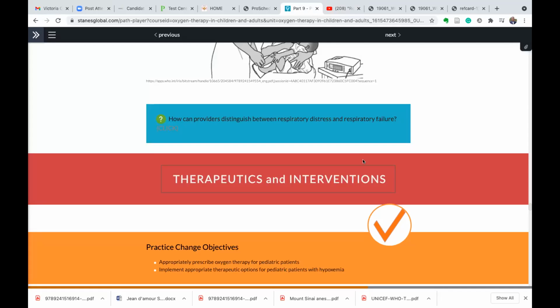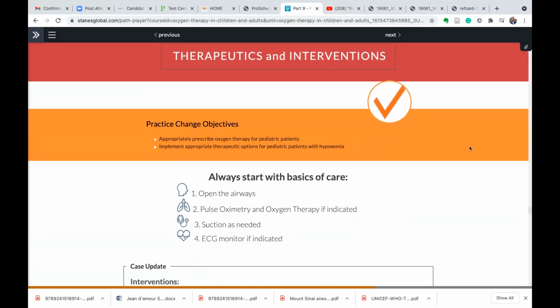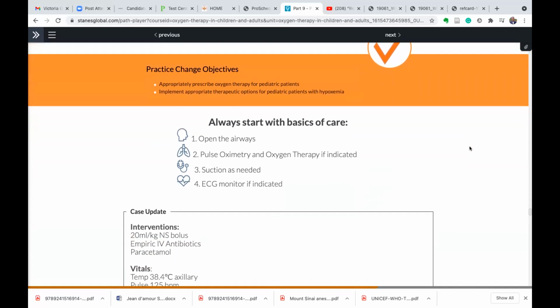Okay, I hope that was helpful to show the difference between respiratory distress and respiratory failure. So let us talk about the management, and then we'll be towards the end of our discussion. The goal for this last part is to be able to prescribe appropriate oxygen therapy for pediatric patients and implement appropriate therapeutic options for pediatric patients with hypoxemia. Again, let us always go back to our basic approach.